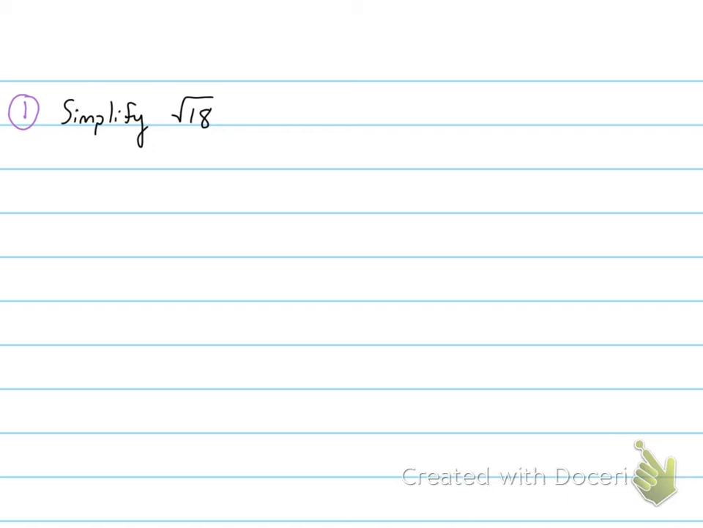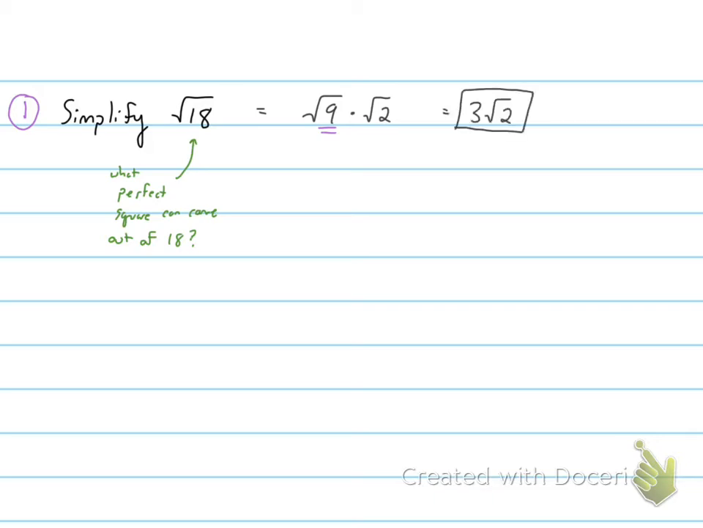Let's start by simplifying something like the square root of 18. The name of the game here is I want to ask myself, what's the biggest perfect square that can come out of 18? While there are factors of 18 like 3 and 6, neither 3 nor 6 is a perfect square. But 9 and 2 would work because 9 is a perfect square. So to simplify this, I'm going to pull out that 9. The square root of 9 is 3. So the square root of 18 in simplified radical form would be 3 square root of 2.